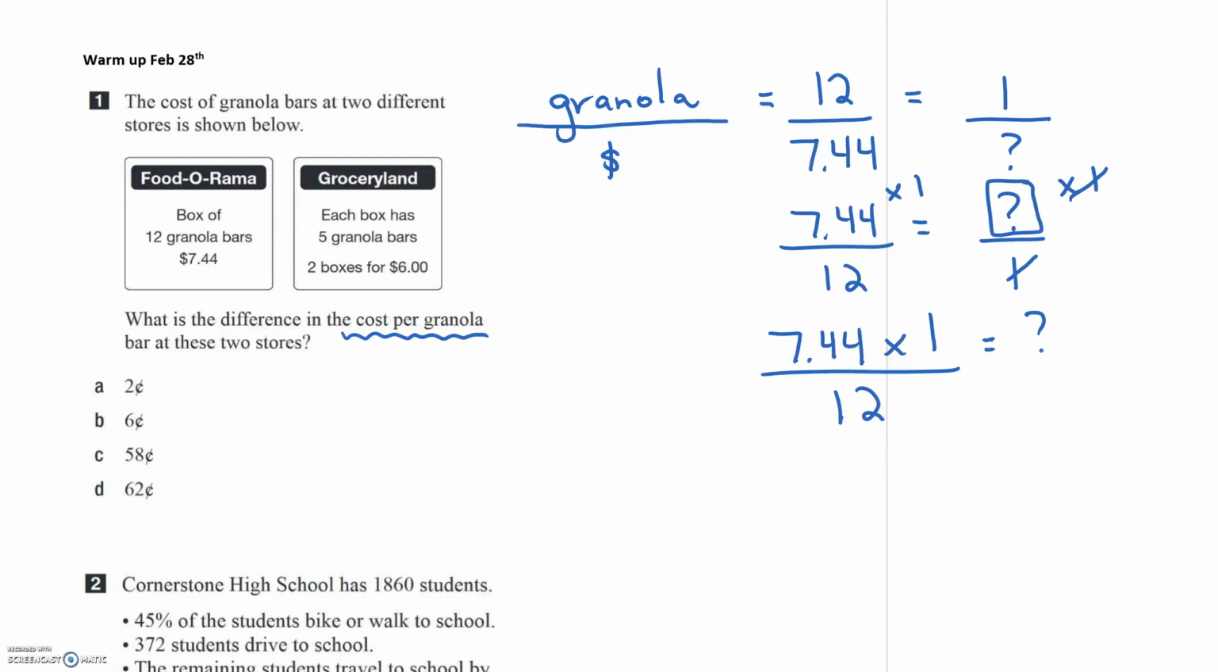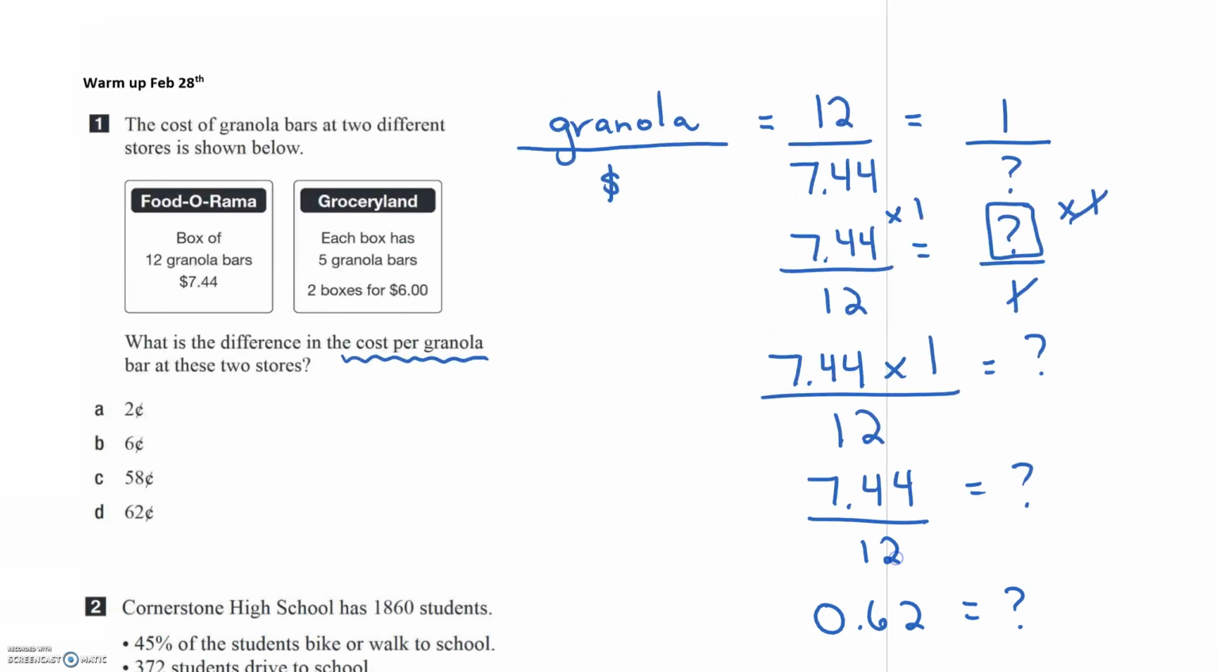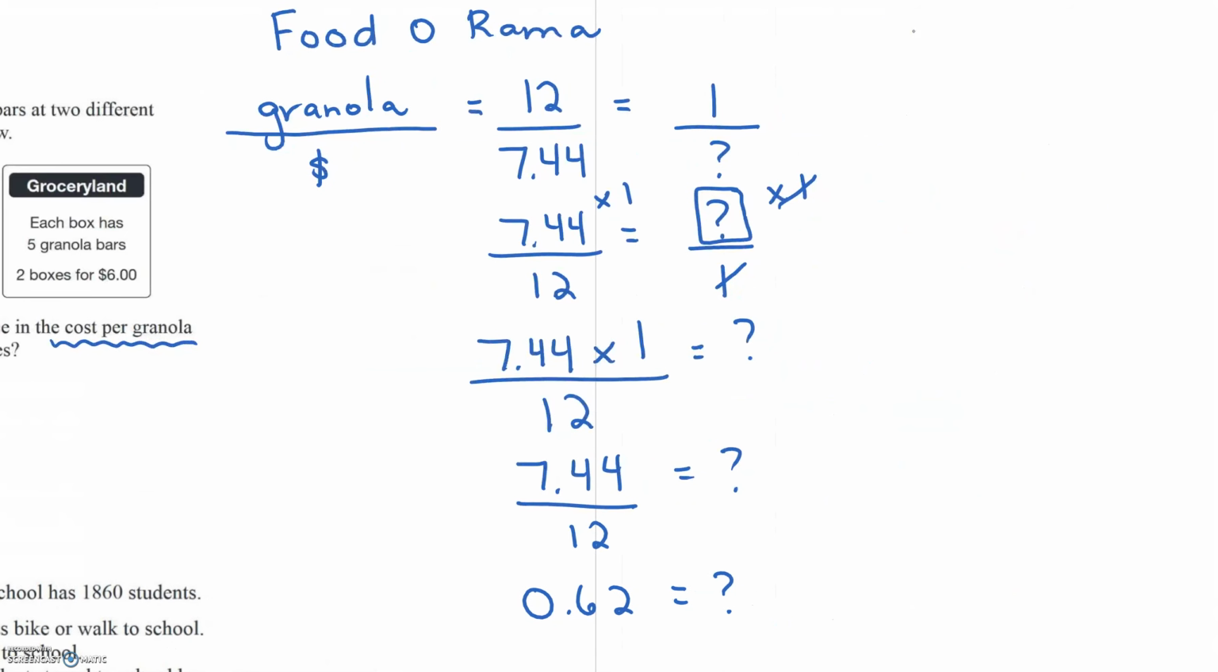So $7.44 times 1 is just $7.44. And then we divide that by 12. So if I do $7.44 divided by 12, it actually gives me $0.62 for one granola bar. So this is for Foodorama. Okay, you need to label that down. Foodorama. Because I now need to do the exact same work for Groceryland.